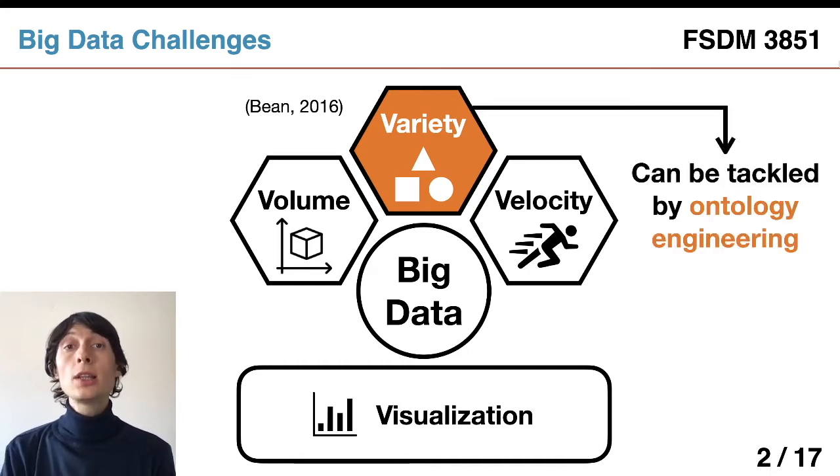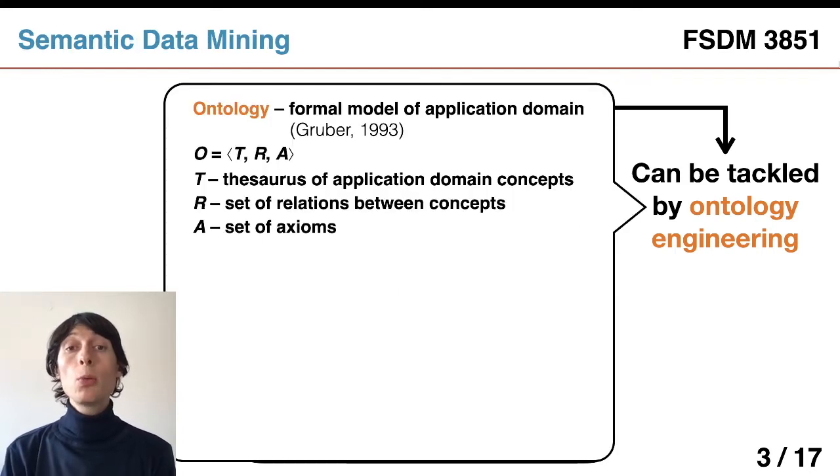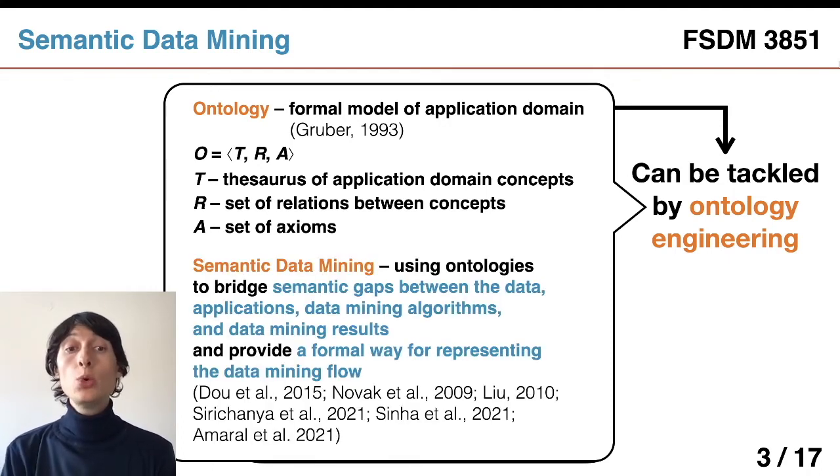Variety is efficiently tackled by ontology engineering methods. Ontology is a formal model of application domain that consists of thesaurus of application domain concepts, set of relations between these concepts, and set of axioms. Ontologies can be used to bridge semantic gaps between the data applications, data mining algorithms, and data mining results, and provide a formal way for representing the data mining flow.